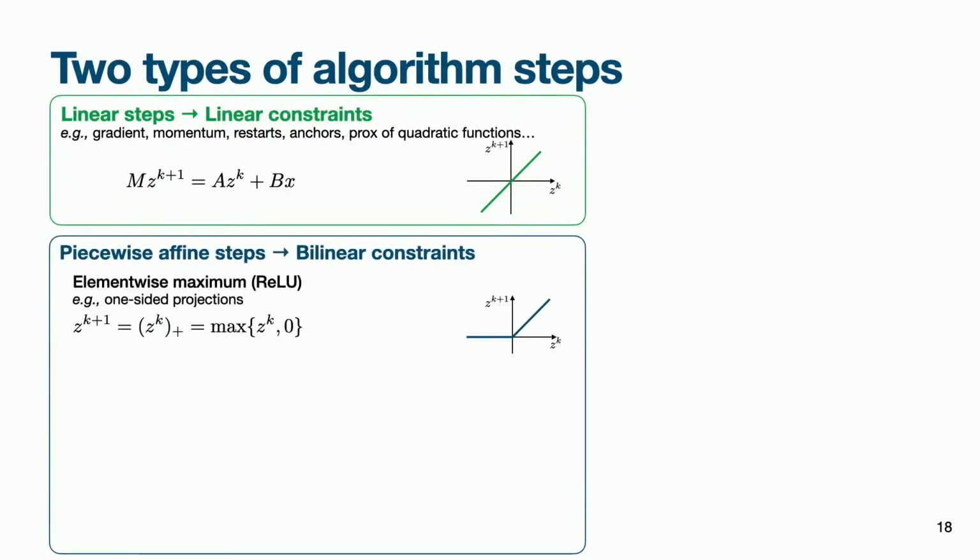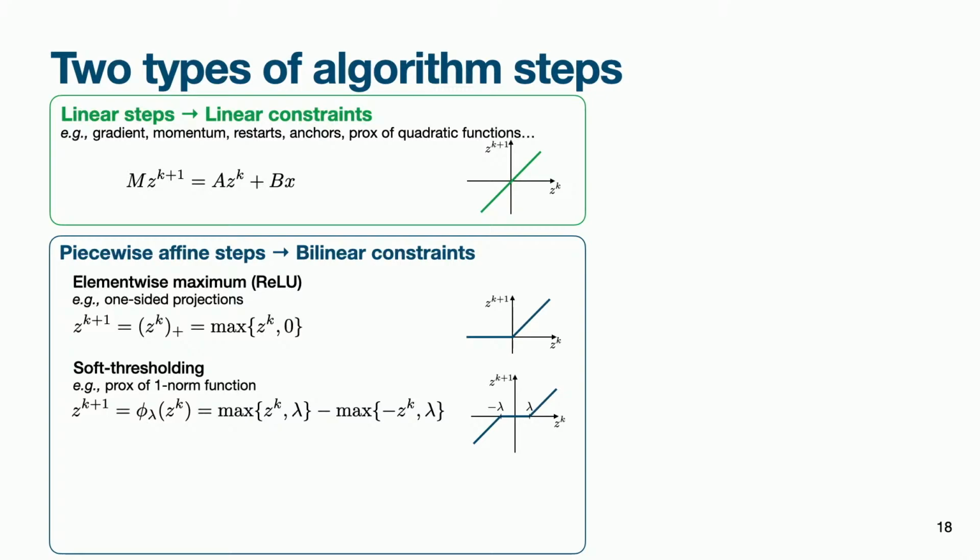The interesting ones, however, are piecewise affine steps that appear when we're dealing with more complicated objects. For example, if you're projecting on the non-negative orthant, you can have one-sided projections that correspond exactly to these ReLU functions here, where you clip the negative components of your vector to 0. So these look like ReLU functions and appear when you're projecting on the non-negative orthant, which is a very common condition. You could also have other steps. For example, if you have the one norm in your objective, the proximal operator of the one norm is a so-called soft thresholding operator. And this operator is also given by this piecewise affine form, which is very common in these types of algorithms.